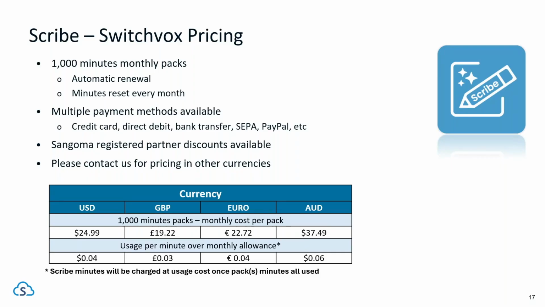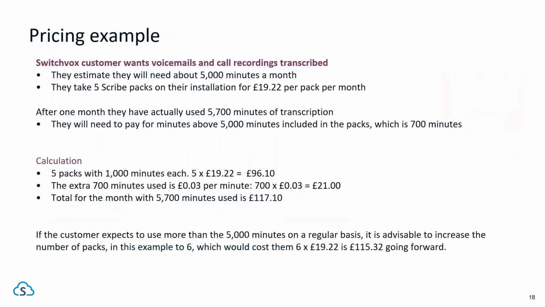Now I want to give you a pricing example just to explain. So a Switchvox customer wants their voicemails and call recordings transcribed. That's where it starts, of course. They've done an estimation based on the amount of calls and the amount of users that are going to use it. It's, for instance, the sales team. They estimate they have about 5,000 minutes of calls coming in.